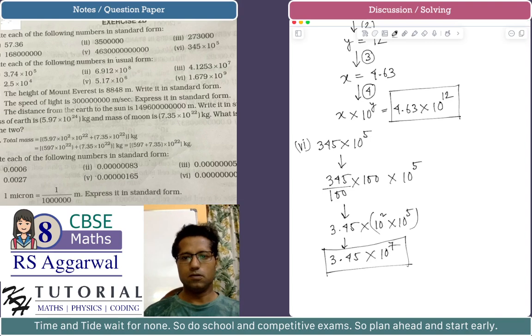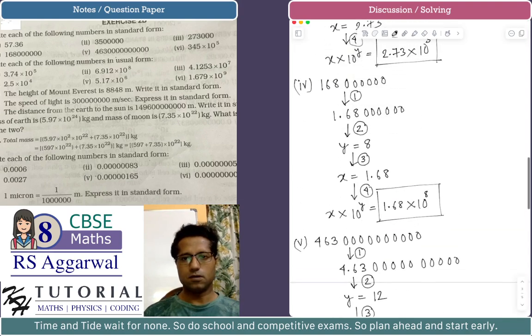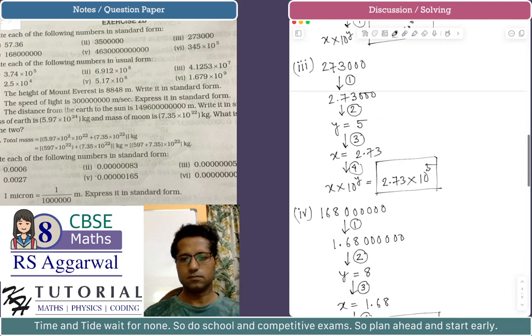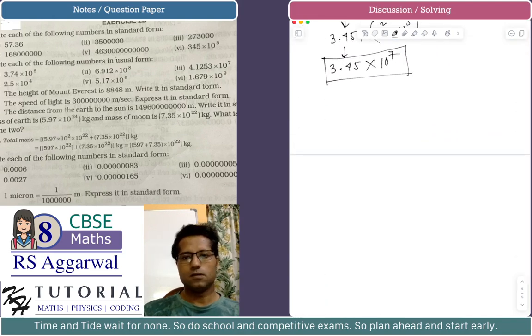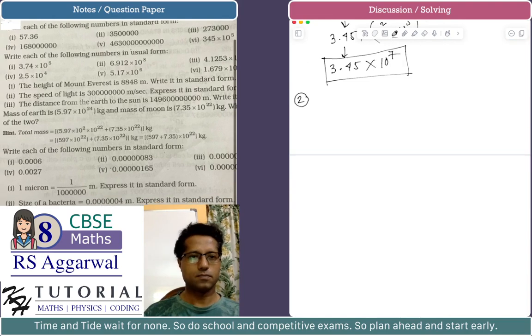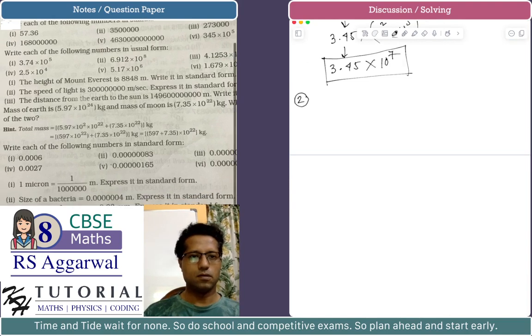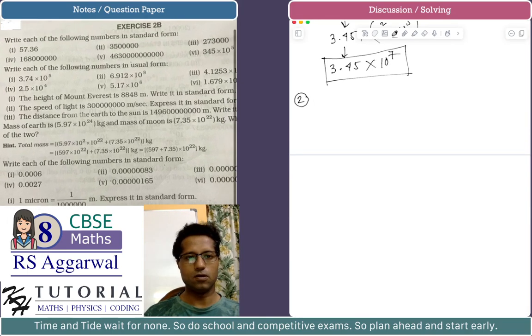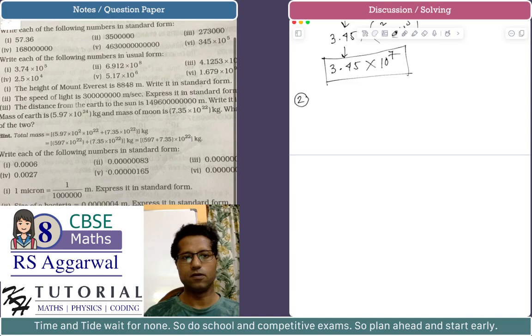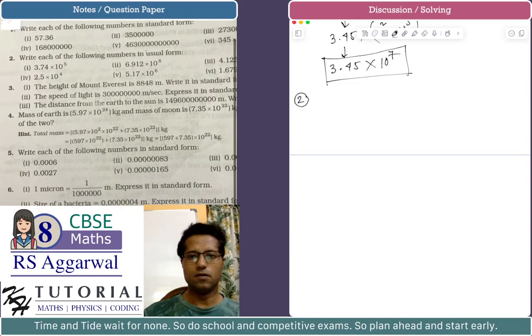Okay, so that was problem number 1. Let's do problem number 2. These are all very small numbers. Write each of the following numbers in usual form. Okay, so all the numbers given are in standard form. We have to write it in usual form.